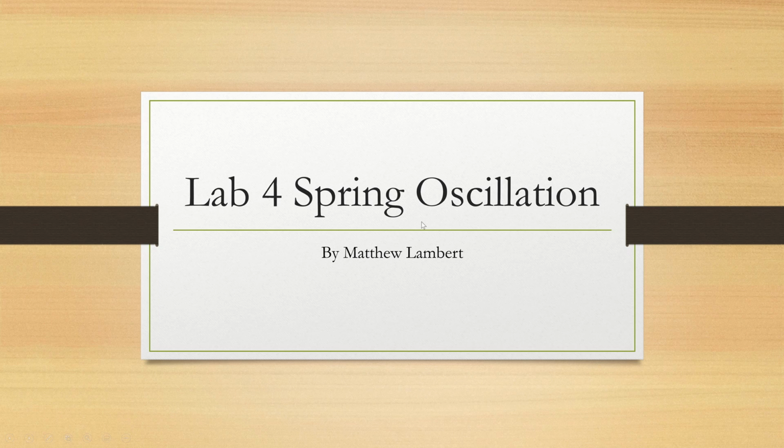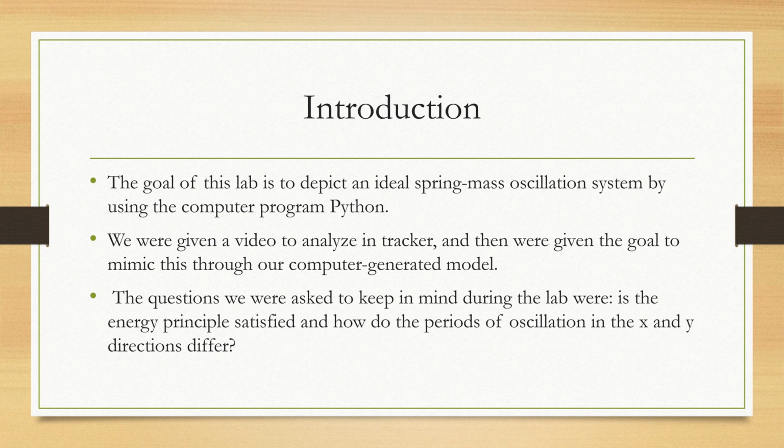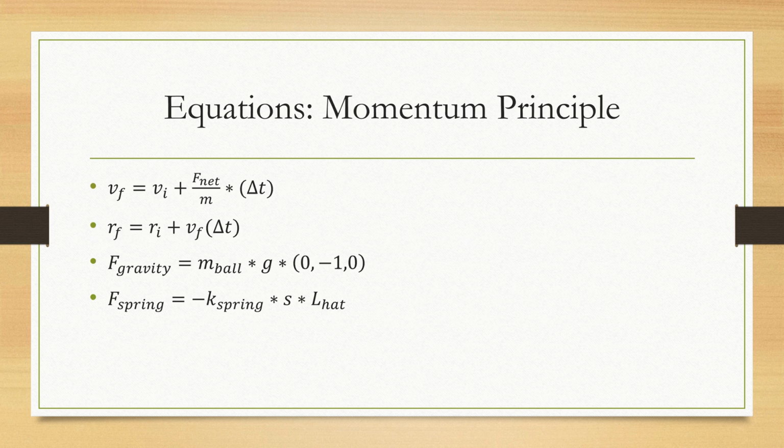Lab 4, Spring Oscillation. Introduction. The goal of this lab is to depict an ideal spring mass oscillation system by using the computer program Python. We were given a video to analyze in Tracker, and then we were given the goal to mimic this through our computer-generated model. The questions we were asked to keep in mind during this lab were: is the energy principle satisfied, and how do the periods of oscillation in the x and y axes differ?